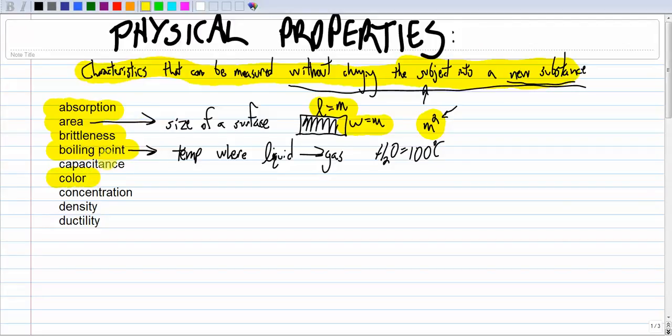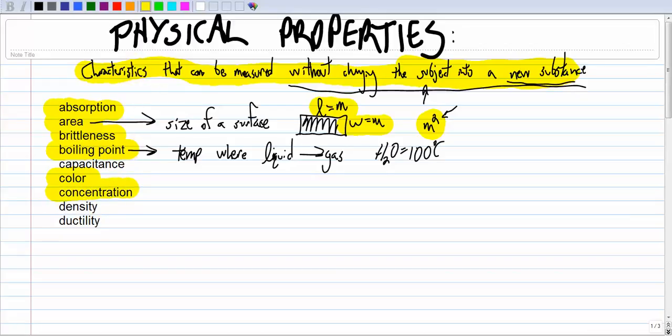Color. I don't think we need to write a definition for color, but you can measure the property of color without changing the substance into a new substance. You're like, hey, look, that kid's wearing a red shirt. You didn't change the red shirt into anything else, so color is a physical property.